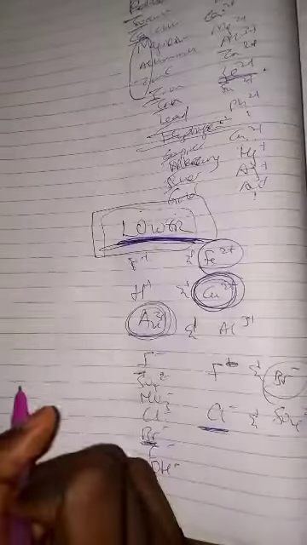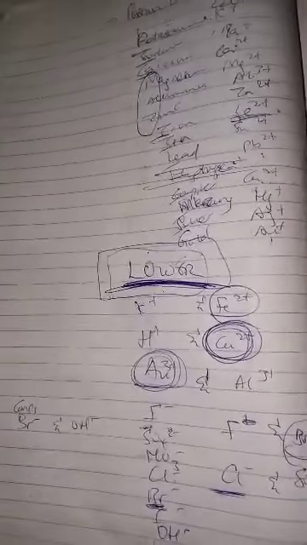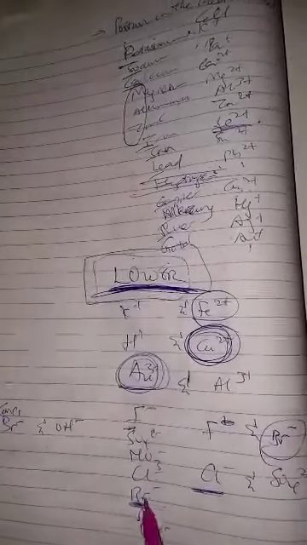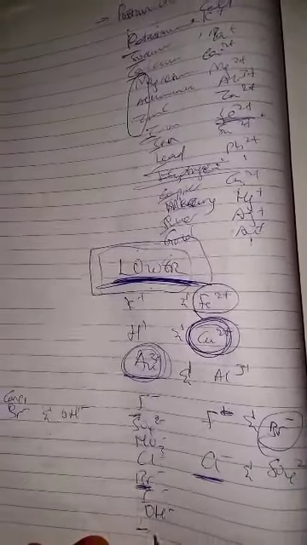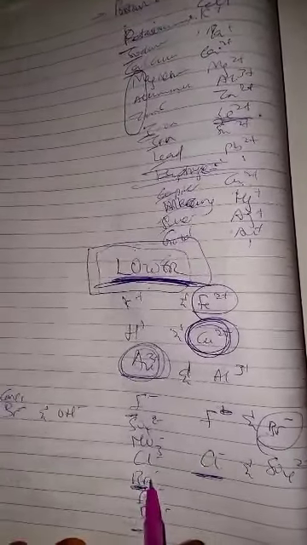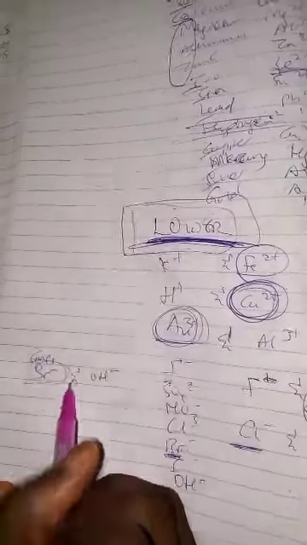Let me give you some examples now. Let's say you have two solutions. The first solution contains Br- and the second one contains OH-. This Br- is concentrated. Which one will be discharged? Let's check it. Normally it should be OH- because it is lower. But they said this Br- is concentrated. So which one will be discharged now? Br-. The reason is that it is more concentrated than this one.